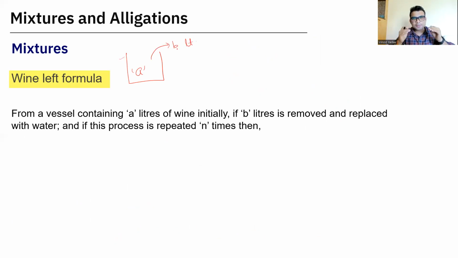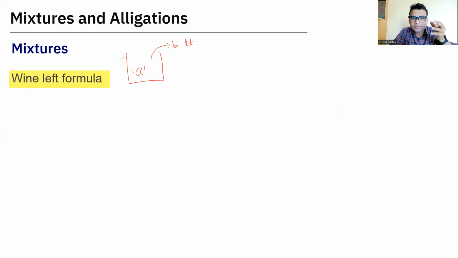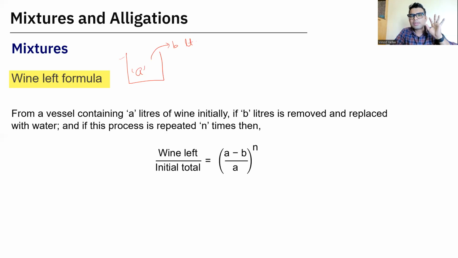So now wine is A minus B liters, but it is replaced with water. So B liters of water came into the picture. So total quantity is again A liters, but now after the first such transaction, it became a mixture. And this process you keep repeating n times. Then at the end, the fraction of wine left is what? Fraction of wine is wine upon total, right? That is (A minus B over A) whole raised to n.